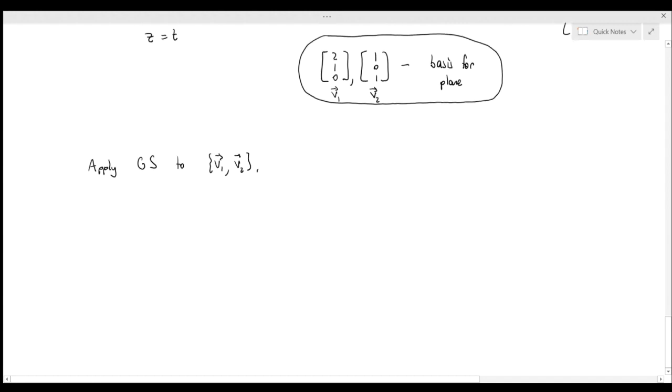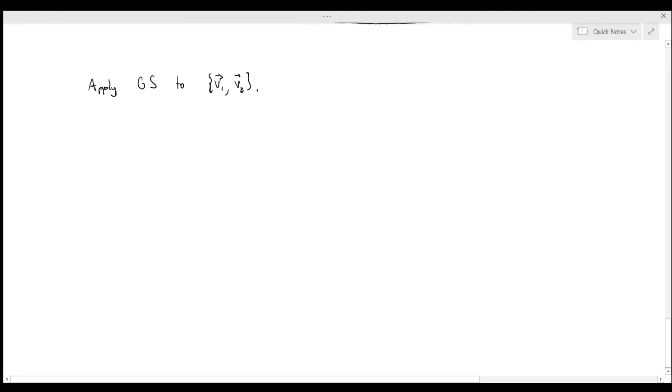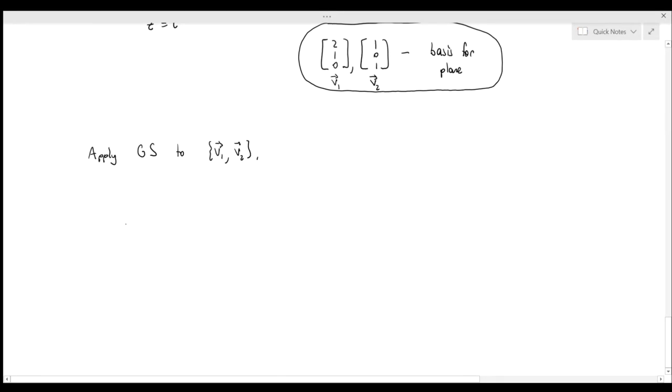So the Gram-Schmidt algorithm will produce an orthogonal basis, W1, W2. The way that Gram-Schmidt works is the first vector in my orthogonal basis, W1, should be equal to V1. The first one's always easy. So for us, W1 will be the vector (2, 1, 0). And then to get W2, we take V2 and we subtract its projection onto W1.